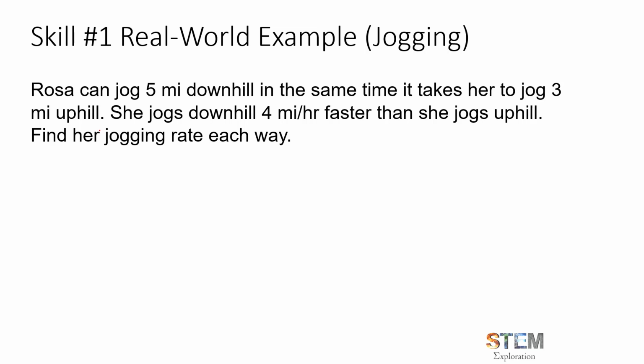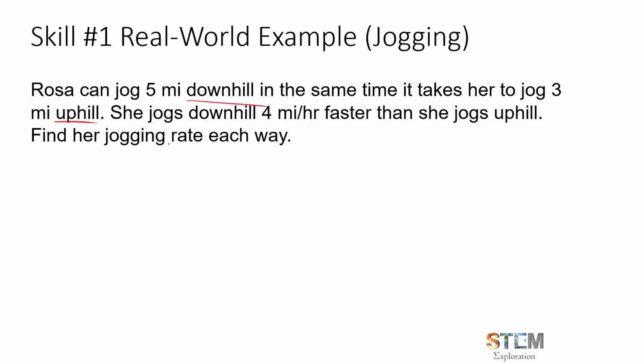In this jogging example, we have Rosa, and she can jog 5 miles downhill in the same time it takes her to jog 3 miles uphill. From this question, I can see some really basic things as far as what's being compared here: her ability to jog downhill and uphill, respectively. And she jogs downhill 4 miles an hour faster than she jogs uphill. Find her jogging rate each way.